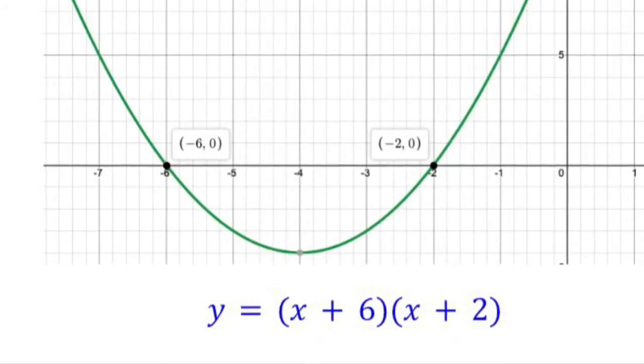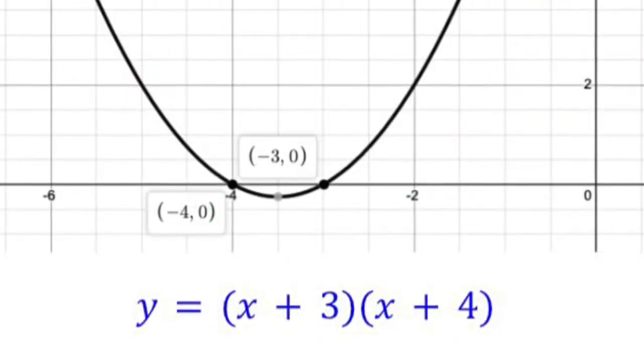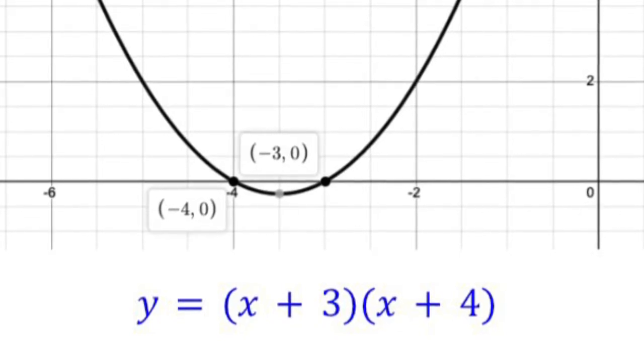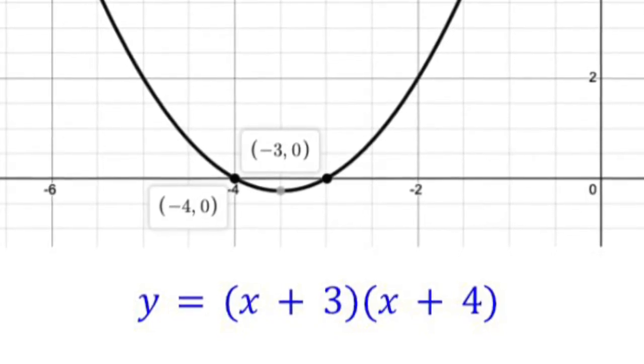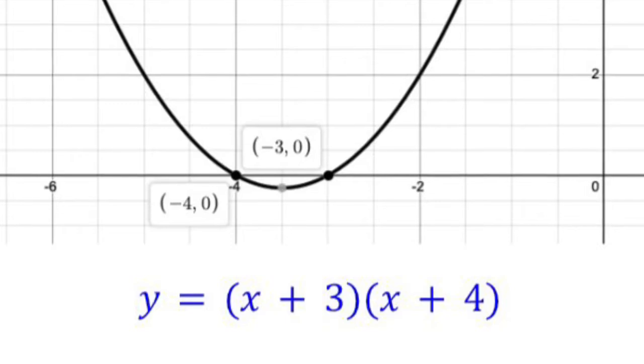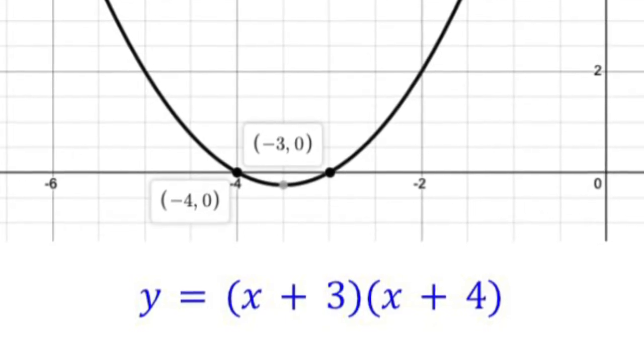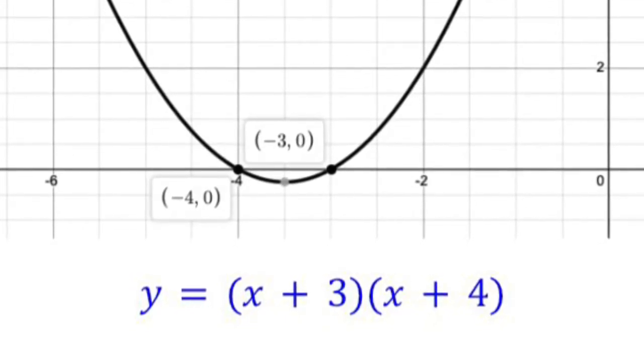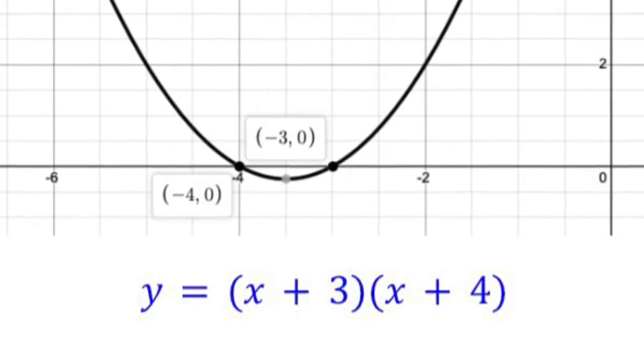Okay, let's look at one last equation in factored form. y = (x + 3)(x + 4). Again, two positives in the equation, plus 3 and plus 4. And in the graph, the x-intercepts are minus 3 and minus 4.